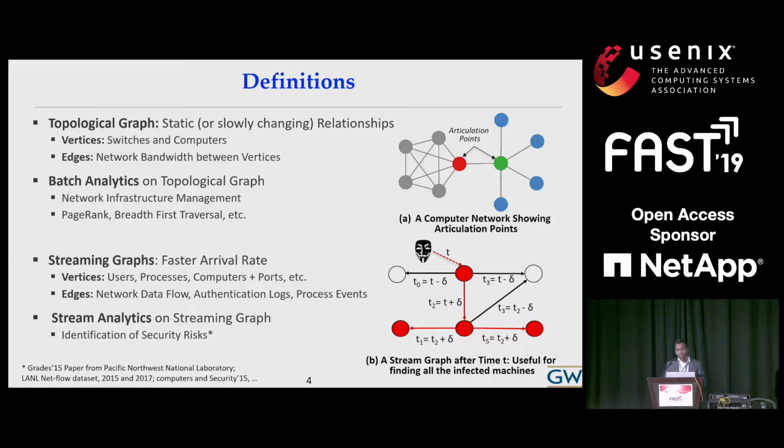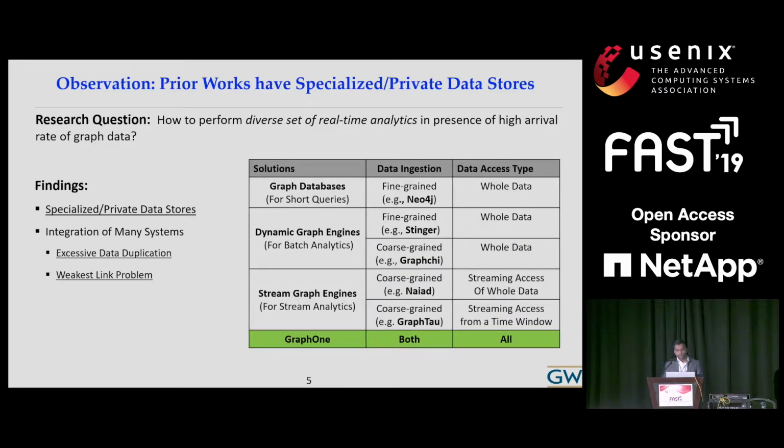People are generally interested in some sort of time window, like can you give me the topology for the last 1 hour or last 1 day or last 1 second, things like that. As you can see in this diagram, showing a graph after time t in the red color. People generally call those kinds of analytics stream analytics, and one example was finding security risk in an enterprise network. Having said that, there are use cases that require us to perform all of these analytics together on the same data. So can we do that today?